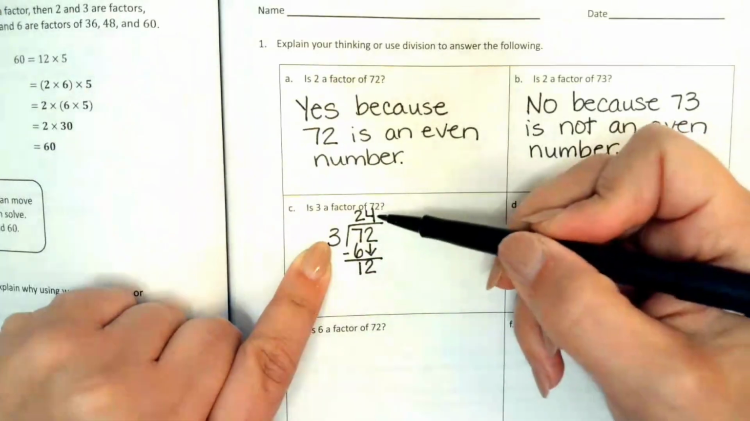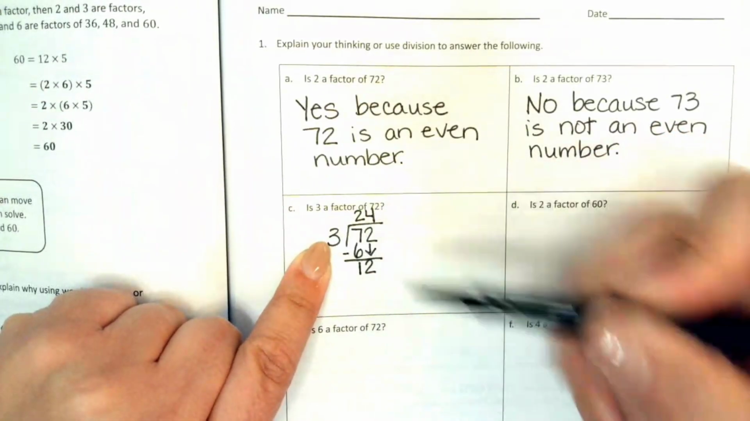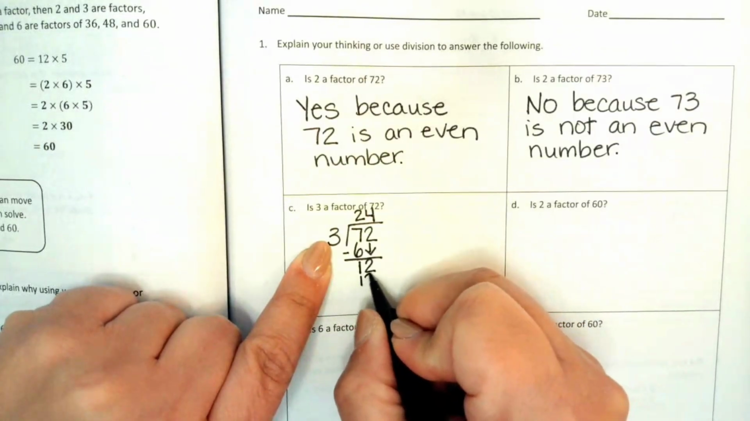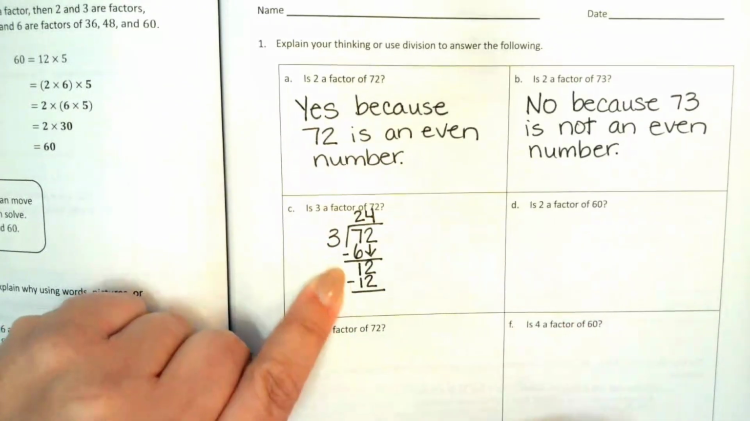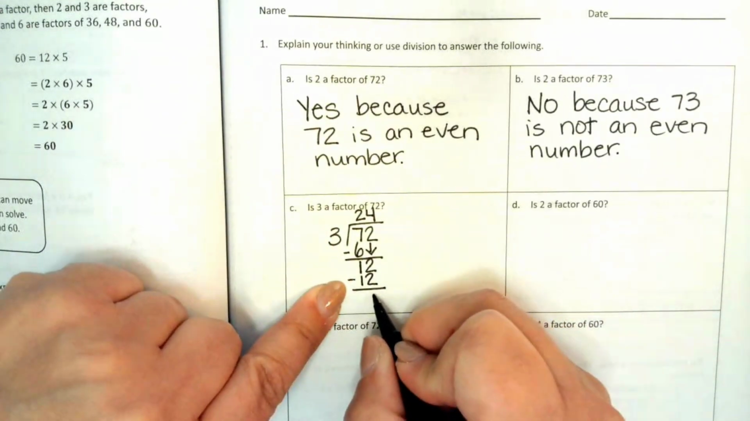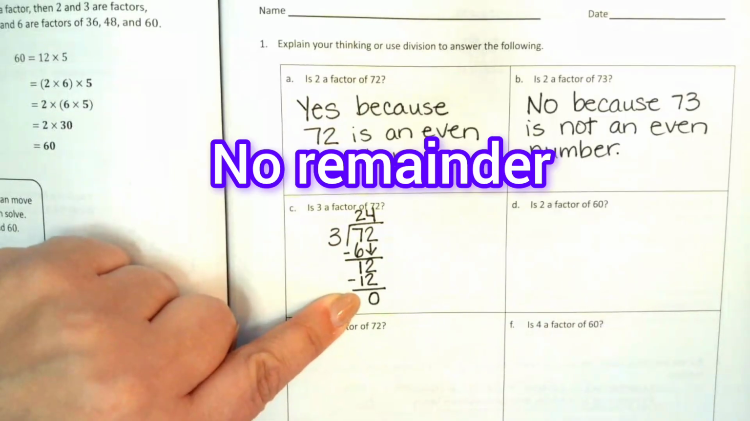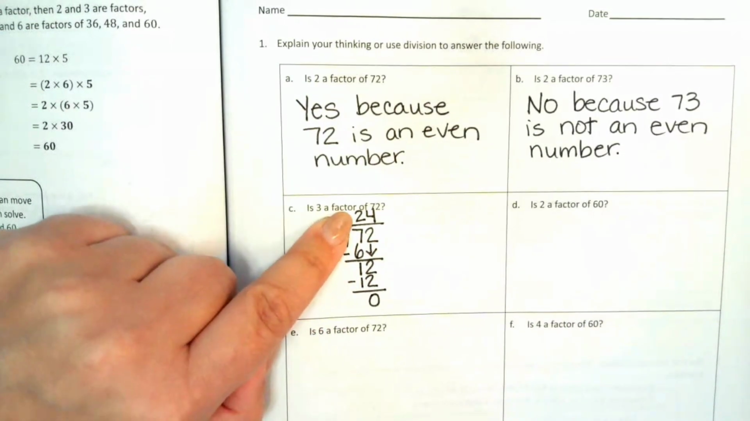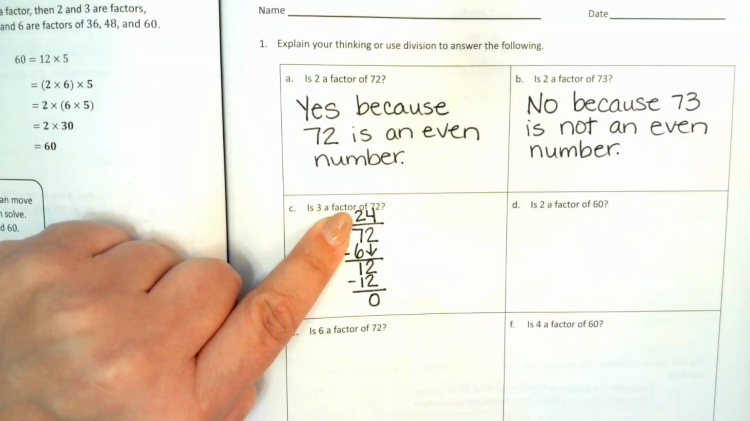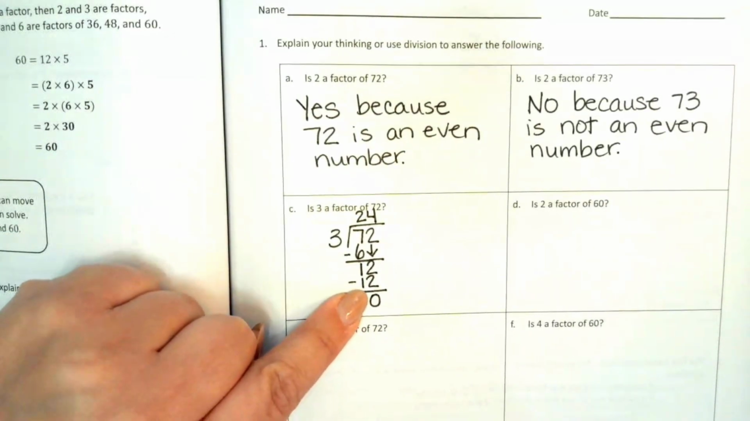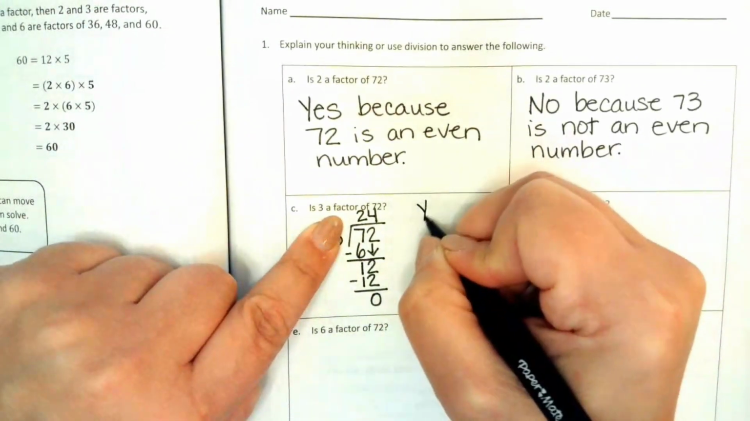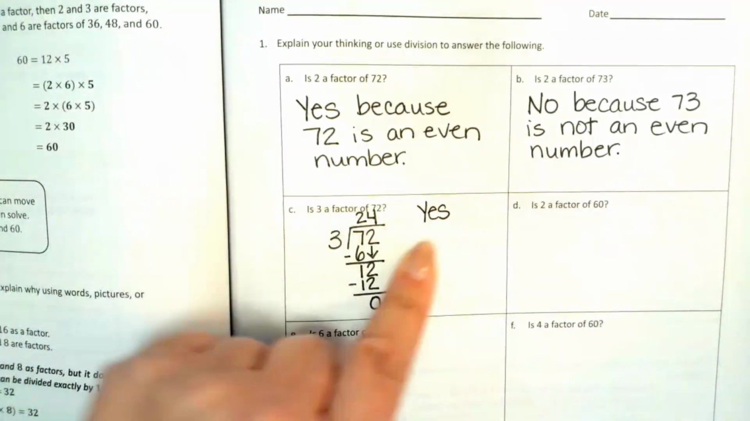Now we multiply. The 4 times the 3 equals 12. So we subtract it. 12 minus 12 equals 0. There's no remainder. We got 72 divided by 3 equals 24. Since there's no remainder, that means, yes, 3 is a factor of 72. So we write yes.